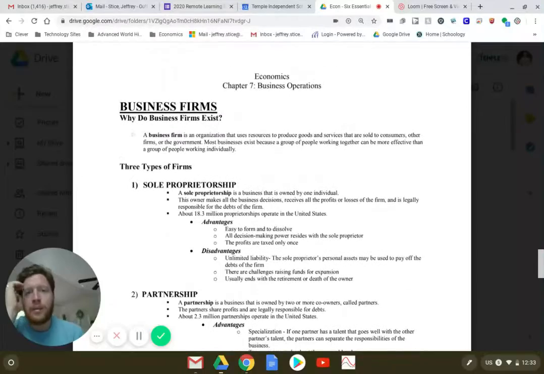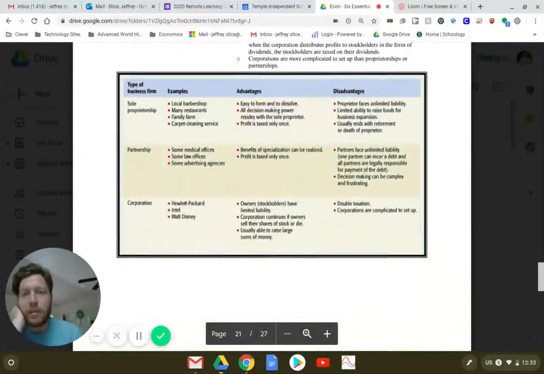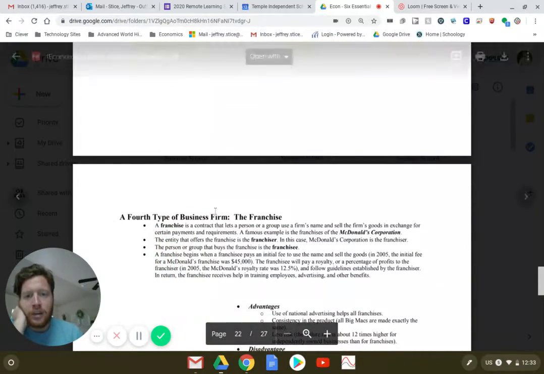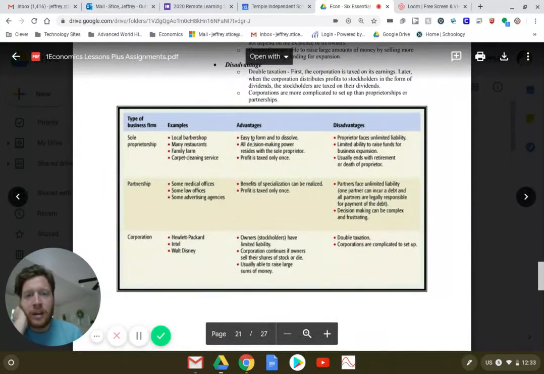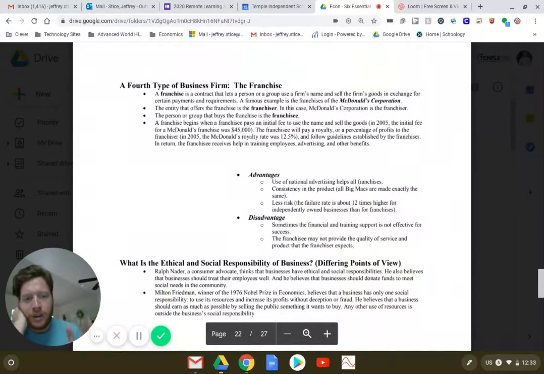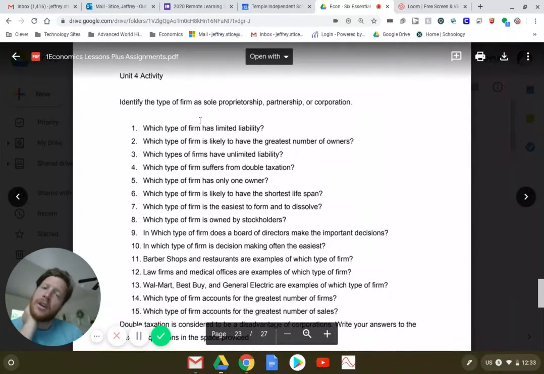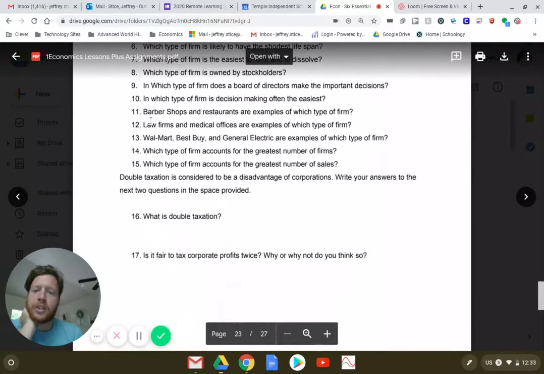Okay, and then for assignment 4, there's all these definitions about types of businesses. Assignment 4 is based around microeconomics, types of businesses, and the advantages and disadvantages of different types of businesses. Remember, a firm is just a business. It's a fancy word for business. And then there's just a bunch of questions on businesses.